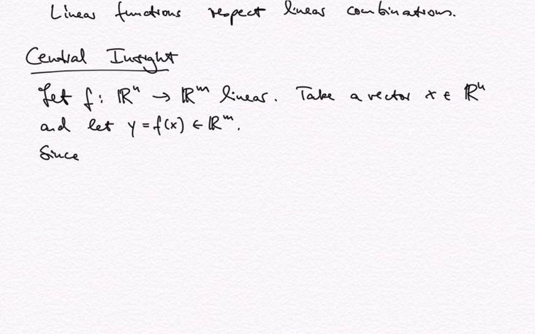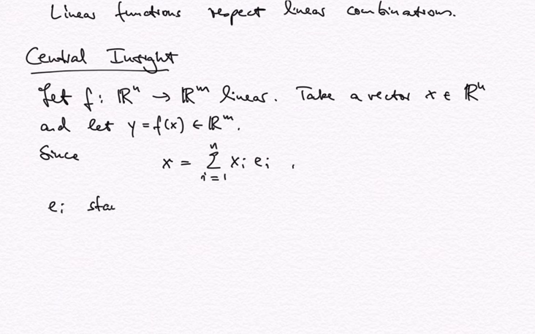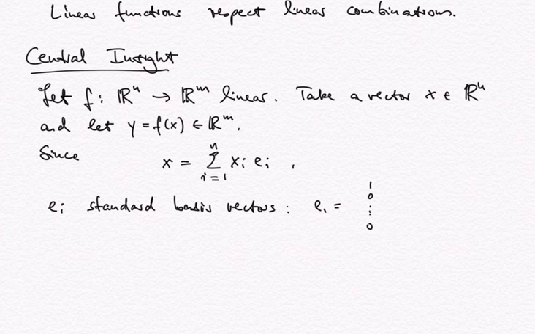Since, as we have seen last time in the last video on vector spaces, I can write the vector x as the linear combination of the standard basis vectors, where the linear coefficients are just the entries in x. So the Ei's are standard basis vectors. E1 is 1, 0, and the rest 0. E2 is 0, 1, 0, and the rest all 0, and so on.